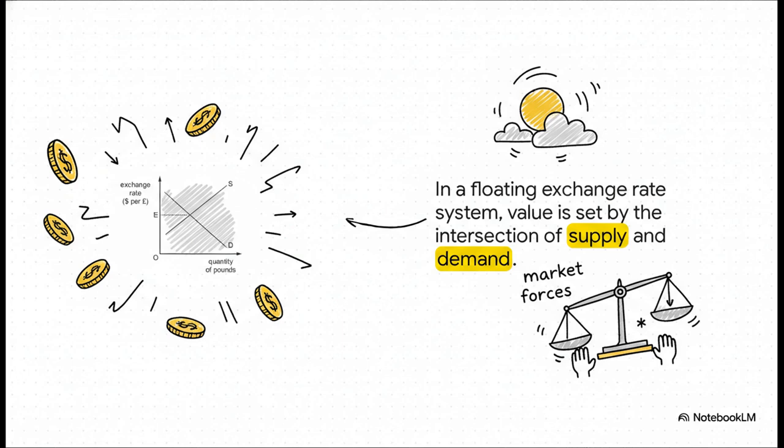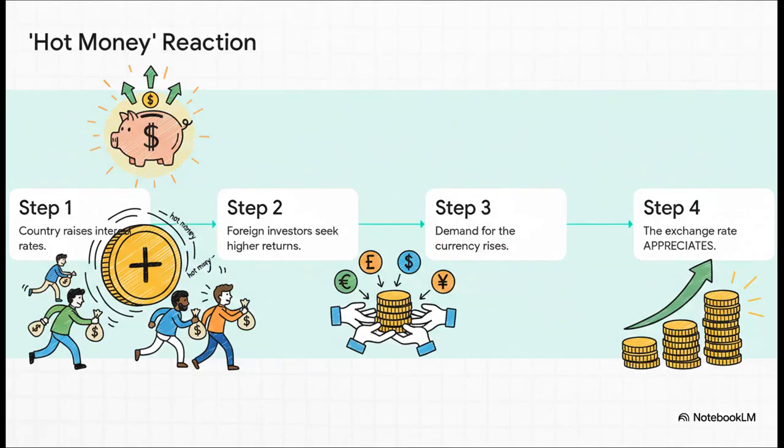In a floating system, the government doesn't set the value. It's not backed by gold, it's just pure market forces. The price of the currency, the exchange rate, is simply set where the demand for it meets the supply of it. That equilibrium point, that's it. So what makes those supply and demand curves actually shift? Question 7 gives us a perfect little chain reaction to look at. First, a country jacks up its interest rates.